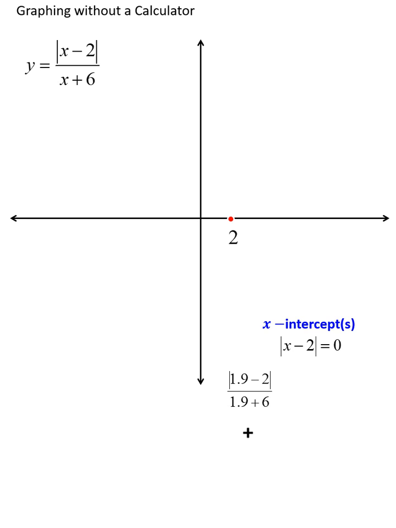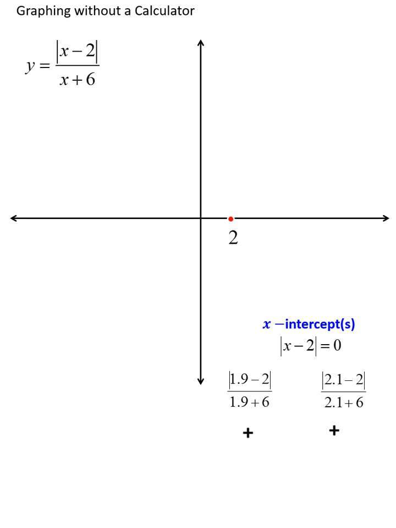So now that I've plugged in a number slightly to the left of 2, let's pick a number just a bit to the right of 2, such as 2.1. You can see by looking at this expression that it's going to be a positive divided by a positive, or a positive. Now, what do these two positive y values tell us about the function?